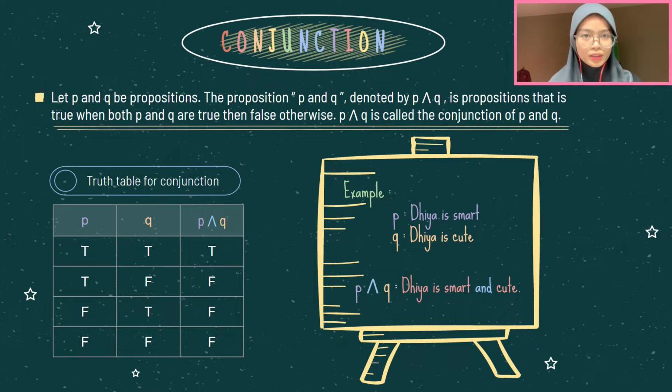Truth table for conjunction. When P is true and Q is true, then the truth value of P and Q is true. Then, if P is true while Q is false, the truth value of P and Q will be false. Same as when P is false and Q is true, or P and Q are both false, then the truth value of them is false. Example in the form of an English statement: P, Dia is smart; Q, Dia is cute. Then the statement of P and Q will be Dia is smart and cute.